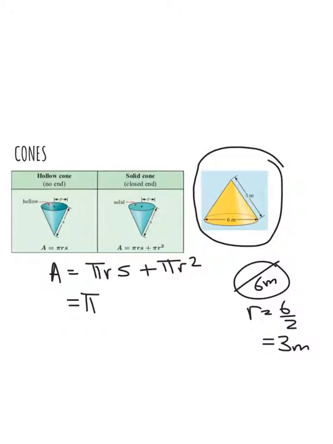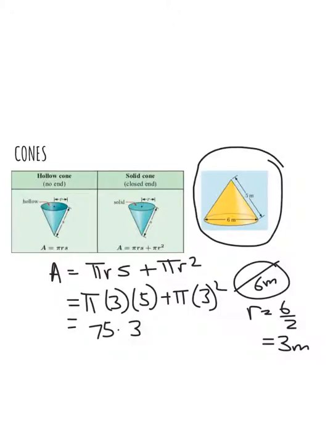We've got pi times the radius times the slant length, which is 5, plus pi times the radius squared. And so that is going to equal 75.398 meters squared.